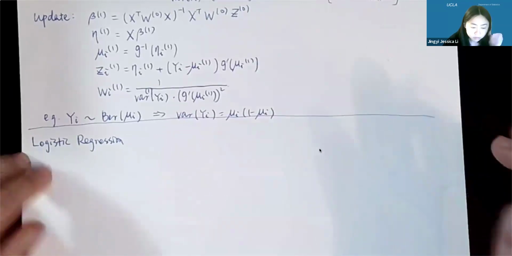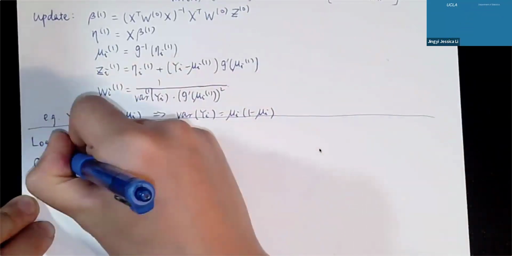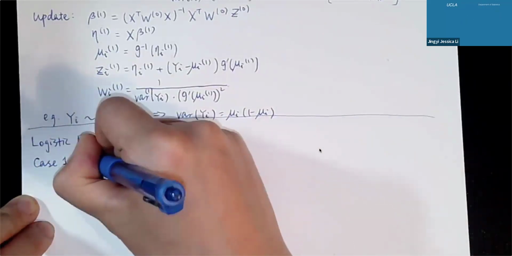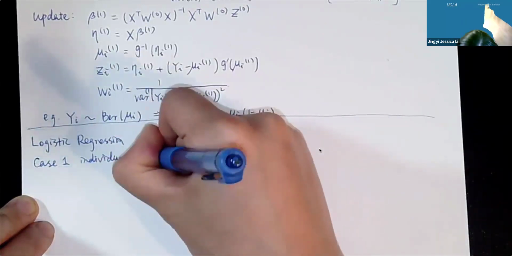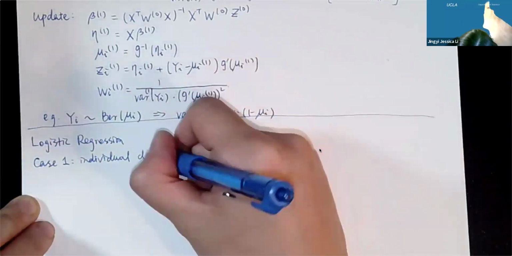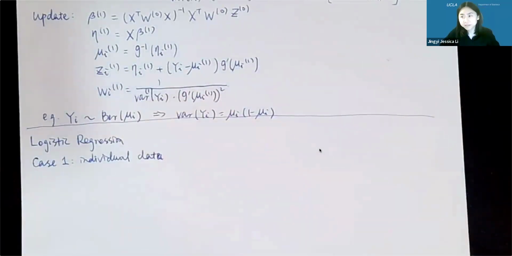Okay, and we'll talk about 2 cases. The first case is individual data, if you recall. For individual data, every observation has its own covariate. There's no common covariate shared by multiple observations. And the opposite of this is called group data.